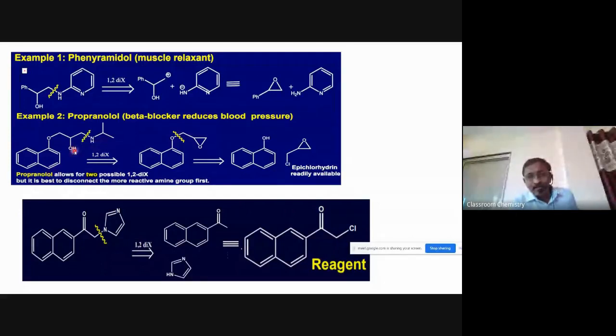So did you understand this disconnection? They are very important, and you will always use such disconnections or such compounds in your project. Such reactions we always have to include in your project. Now this is also one more important drug intermediate.